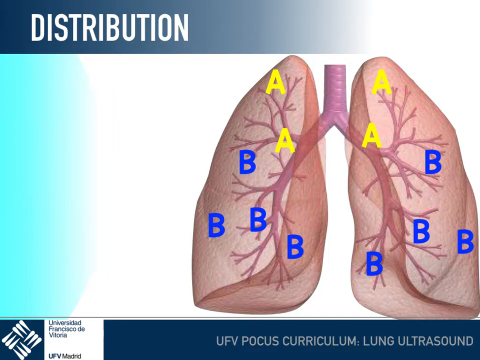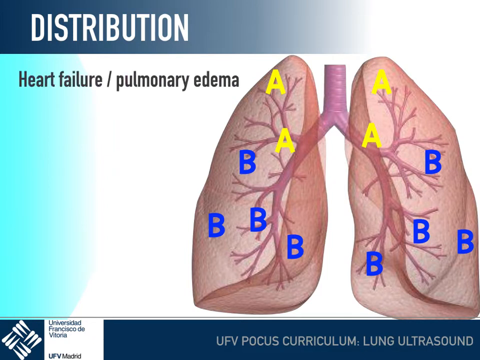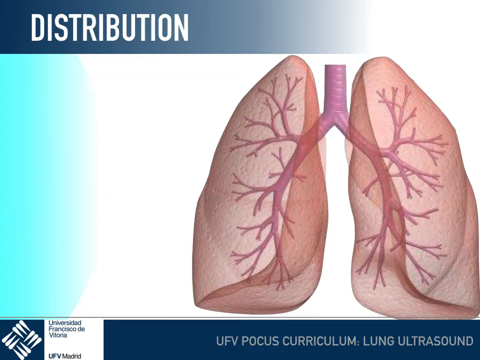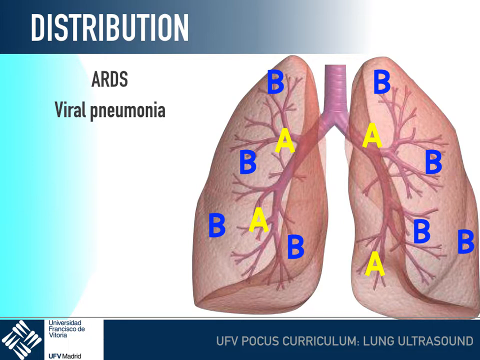A bilateral affectation of both lungs, from base more to apex less, can be synonymous with heart failure or pulmonary edema, but lung fibrosis can be a differential as well. ARDS and viral pneumonia have a different pattern, with B lines everywhere, with colliding B lines in a lot of places, but with normal lung areas in a non-gravitational and non-symmetric distribution.